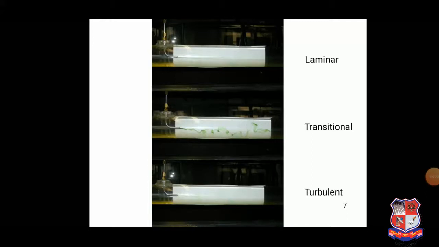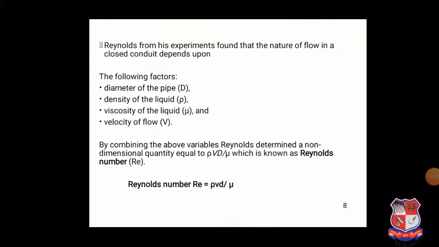So this way the type of flow based on the Reynolds number can be categorized, or you can say classified. Now as I told you, the Reynolds equation is Re is equal to rho Vd upon mu. Reynolds from his experiment found that the nature of the flow in a closed conduit depends upon the diameter of the pipe, that is capital D, the density of the liquid rho, the viscosity of the liquid mu, and the velocity of the flow V. By combining all the above variables, Reynolds determined a non-dimensional quantity equal to rho Vd upon mu, which is known as the Reynolds number Re. It is dimensionless, it is unitless.